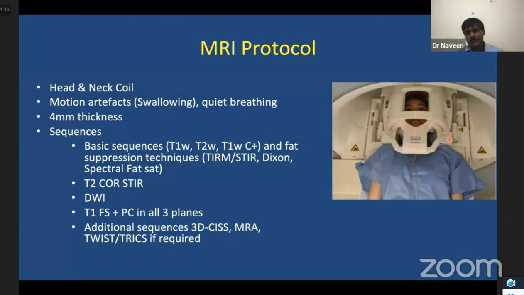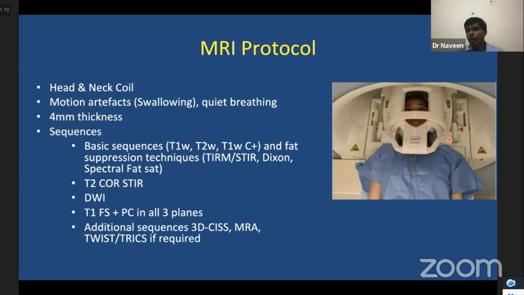The routine basic sequences like T1, T2 and post-contrast sequences are done. Fat suppression sequences like STIR or spectral fat saturation can be done. Usually for the neck, because of the sudden change in the curvature at the junction of the thorax and neck, there will be incomplete saturation if you use fat saturation techniques.